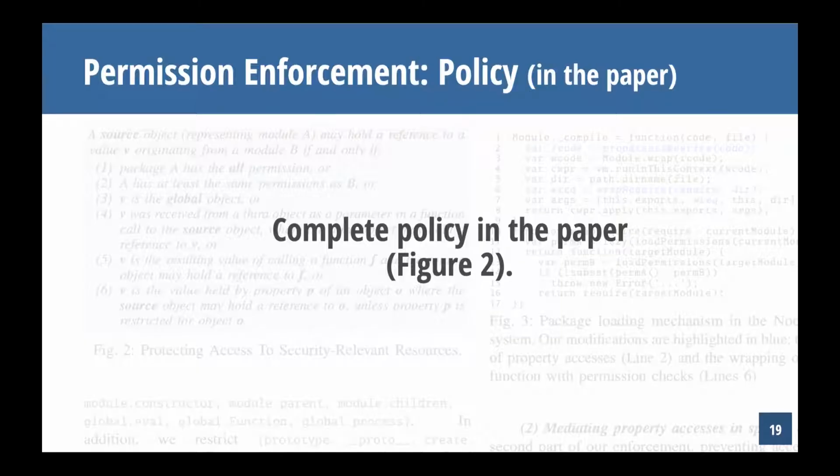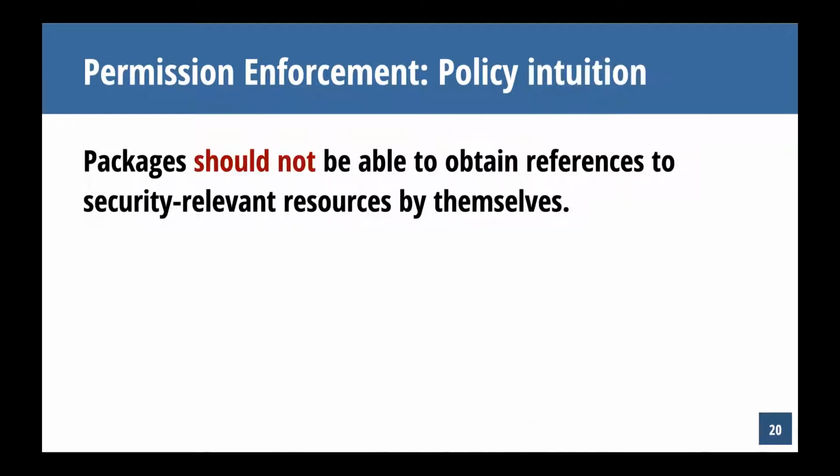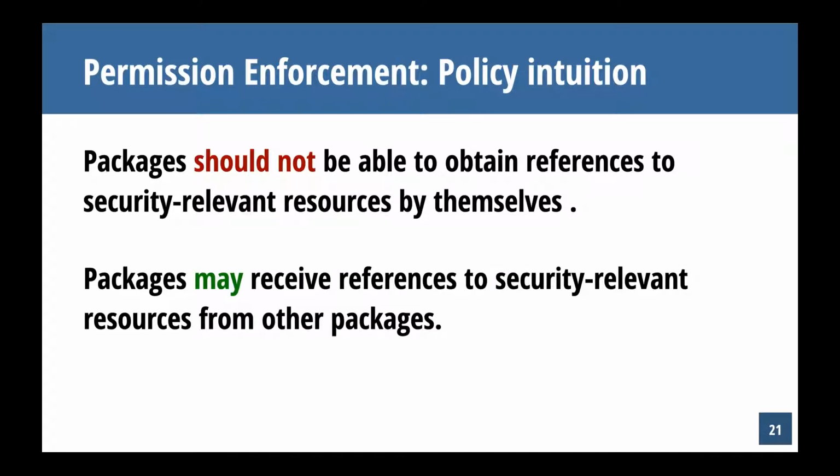Now, I'll give you an overview of the permission system design that we chose. The specifics about what packages are allowed or not to do are described in the paper, but I'll give you an intuition of what is possible. The policy states that packages should not be able to obtain references to security relevant resources by themselves. That is, the policy forbids imports of certain APIs and access to certain object properties. It is important to highlight that packages may receive references to security-relevant resources from other packages. It is the responsibility of developers to not share references to critical APIs with other packages.